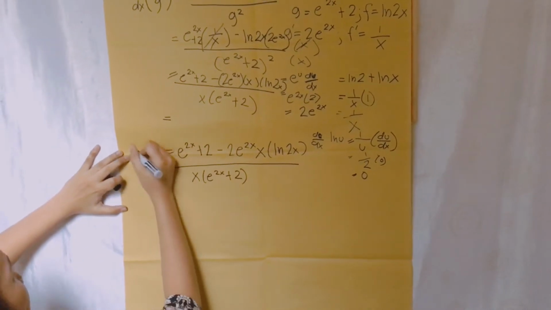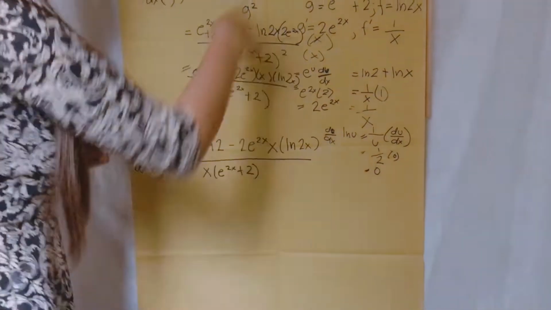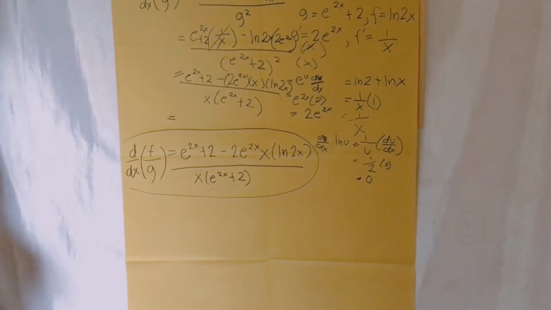So what we have here is the derivative of our exponential function of ln 2x over e raised to 2x plus 2. So this is our final answer, our solution.